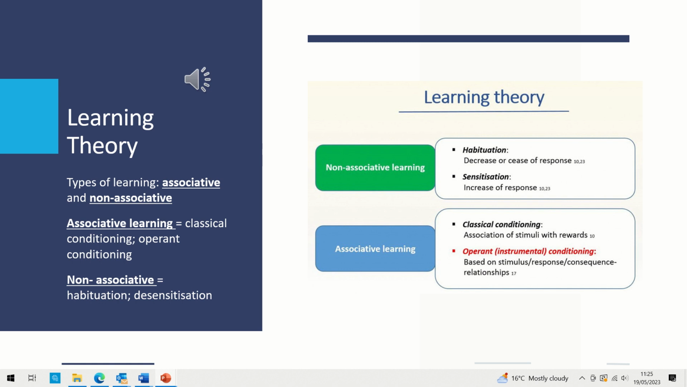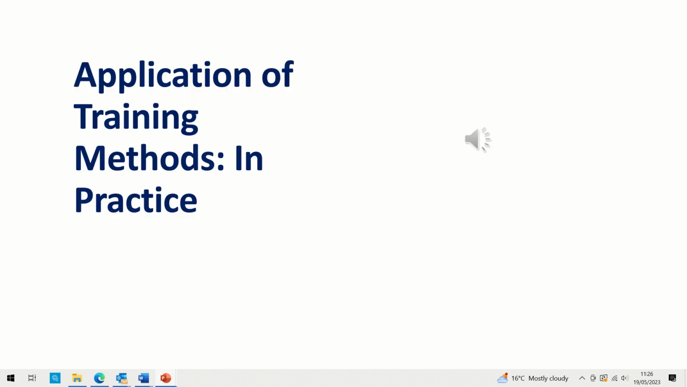There are two types of learning theory to consider: associative and non-associative learning. Associative learning is using classical and operant conditioning, which are the training methods used in the video on the next slide. Non-associative is habituation and desensitization. The following slide shows potential training sessions using classical and operant conditioning and shows these methods applied to real-life case studies.